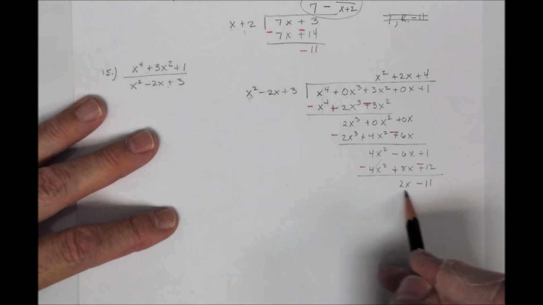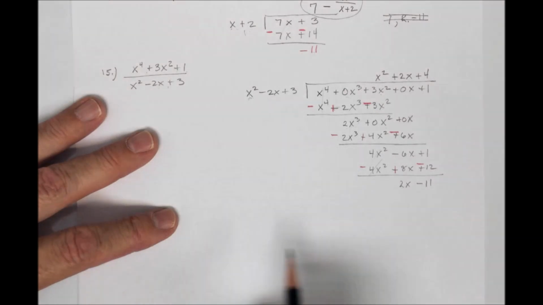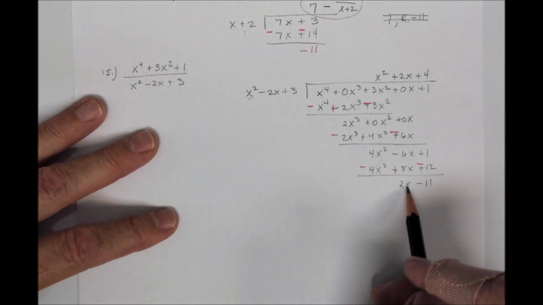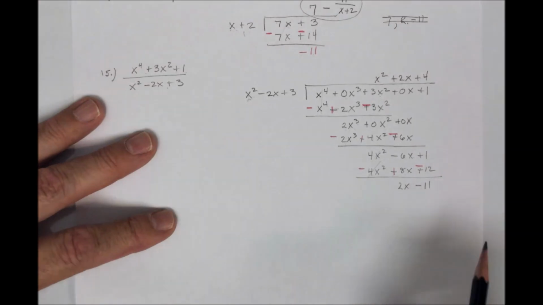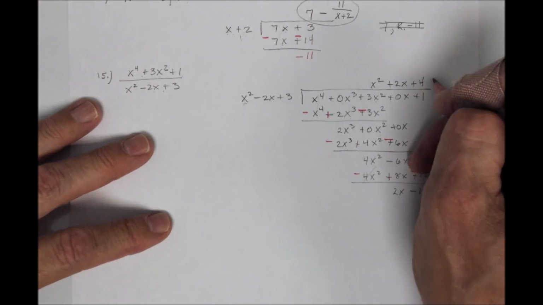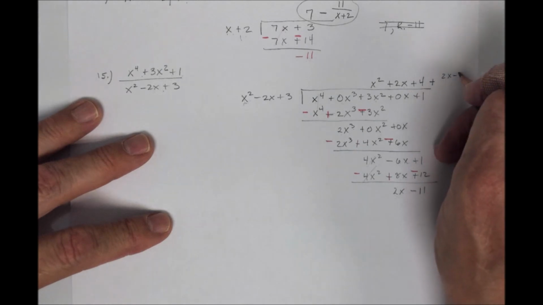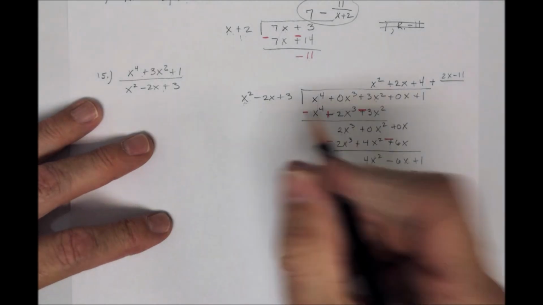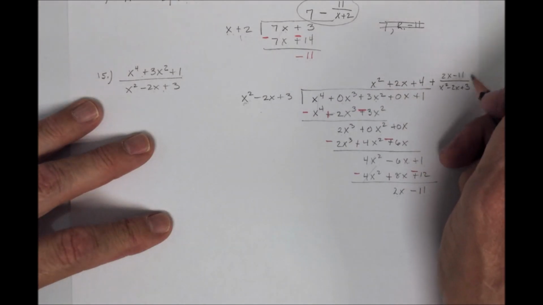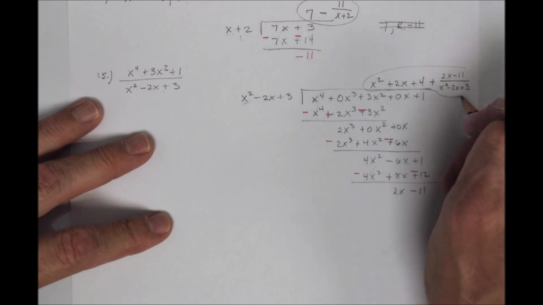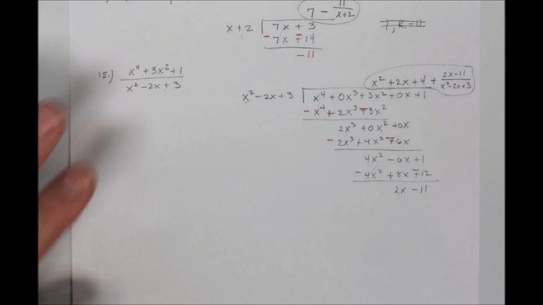But notice that the degree of this is 1 and the degree of what I'm dividing by is 2. So as long as the degree is smaller than the degree of the divisor here, that's your remainder. So it's a positive 2x, so I'm going to write plus, and then I'm going to write 2x minus 11 on top, your divisor on the bottom, x squared minus 2x plus 3. So that's a much longer answer there, compared to the first two at least anyway. And that's how you're doing long division.